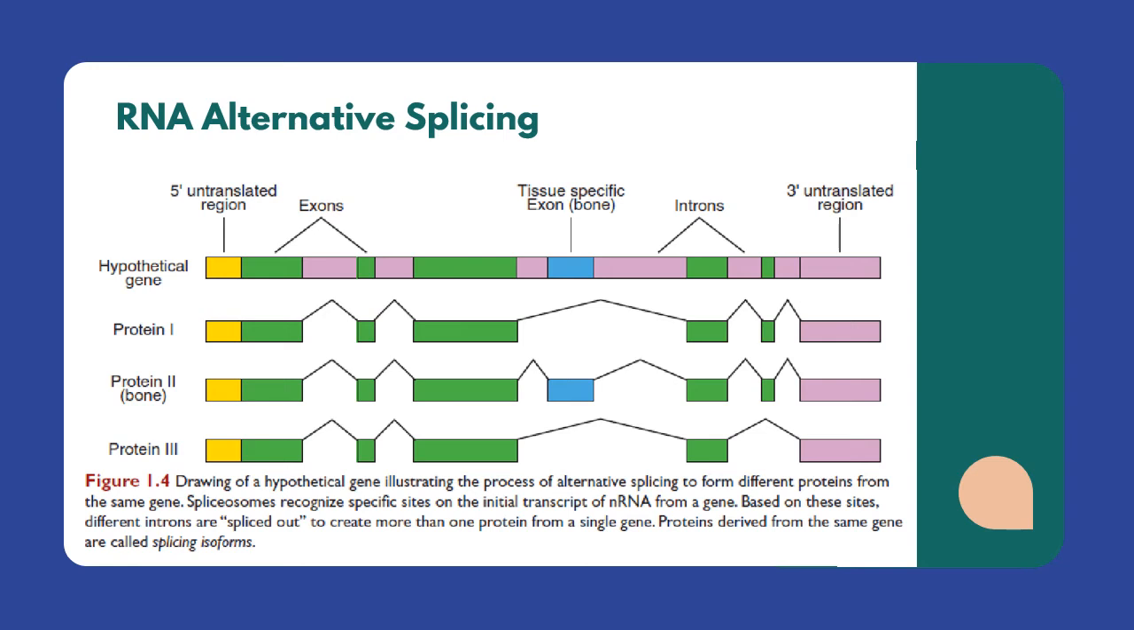Example: different intron combinations will give you protein 1, protein 2, found only in bones, or even protein 3. From this recent discovery, we now disprove the one gene and one protein hypothesis.